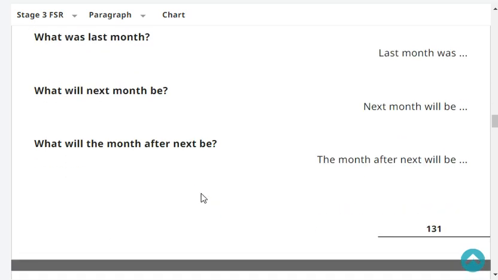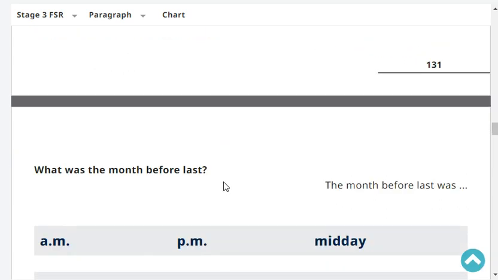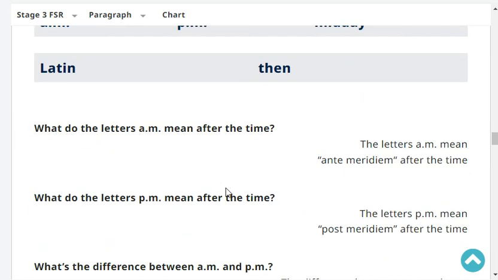The month after next will be November. What was the month before last? The month before last was July. Very good. What do the letters AM mean after the time?